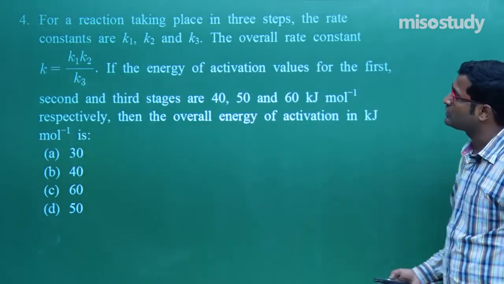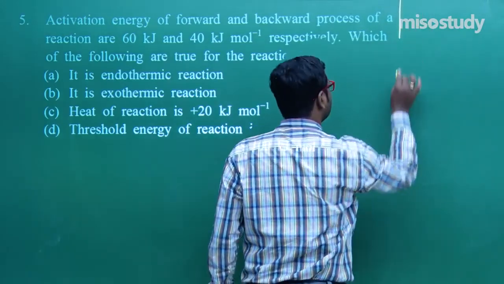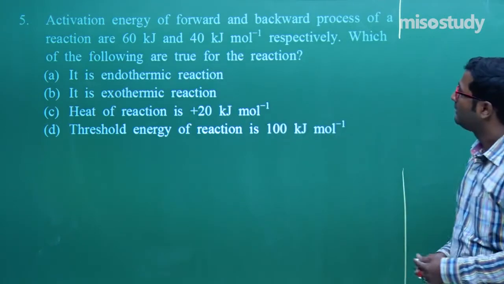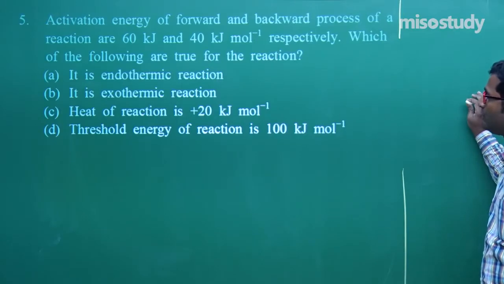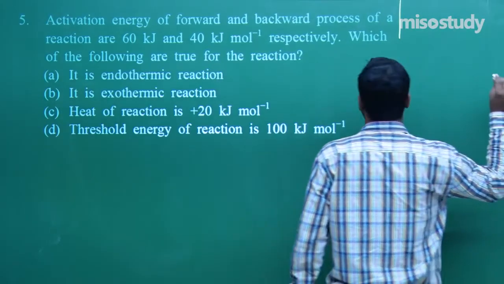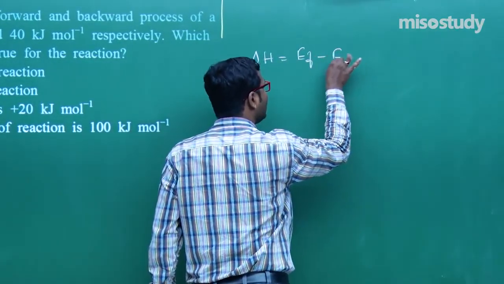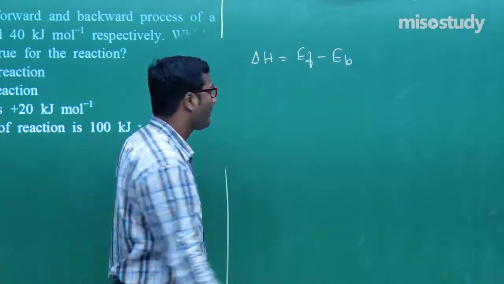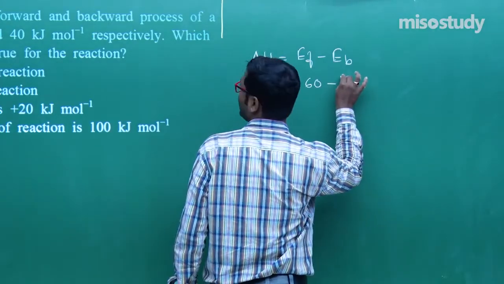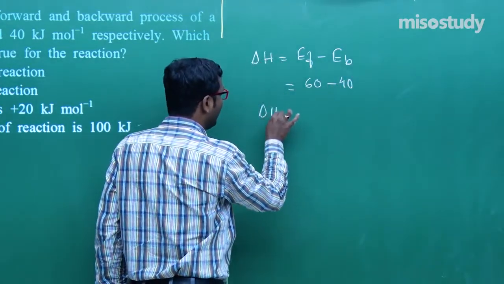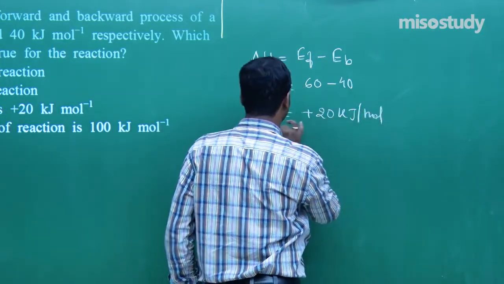Now the next question is question number 5. Activation energy of forward and backward reaction are 60 kilojoule and 40 kilojoule. Which of the following are true? Is it endothermic or exothermic? We need to find the heat of reaction. That is delta H is equal to forward minus backward. Forward given value is 60 and backward given here is 40. So delta H is equal to plus 20 kilojoule per mole.